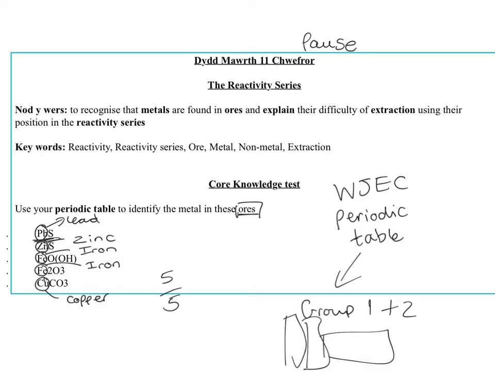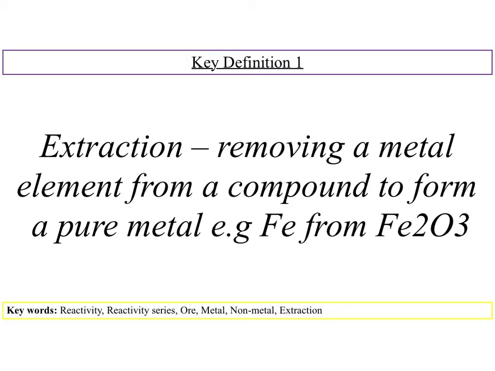Like I said, we're going to recognise that metals are found in ores. So that's metals attached to non-metals, and explain how we extract them. So there are a couple of key definitions that you need to know. So I want you to note these down and start remembering them. The first one is extraction. Extraction means removing a metal element from a compound to form a pure metal.